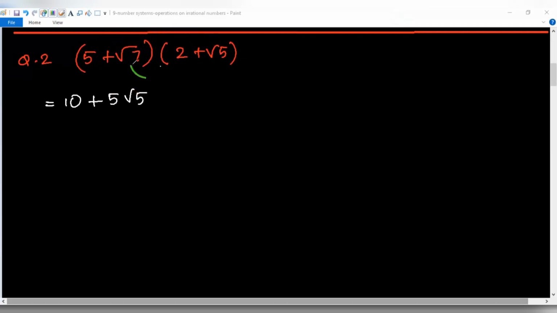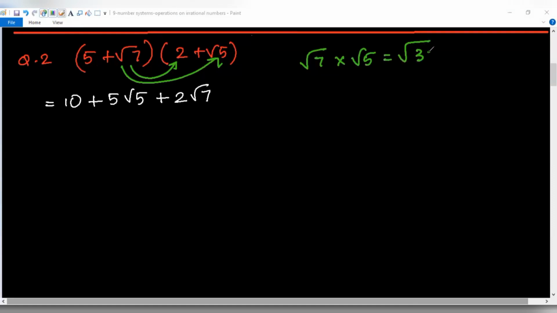Next, we are going to distribute this root 7 into the next bracket. So root 7 into 2, both are positive, so plus, and 2 into root 7 is 2 root 7. Then root 7 into root 5 is root 35. We can just multiply 7 and 5 and put the square root. So it is plus root 35.